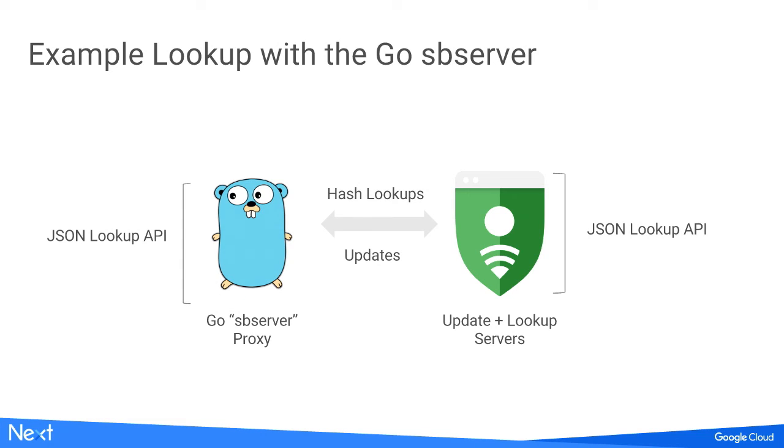So yes, an example using the sbserver that we looked at before. The sbserver acts as a proxy, effectively, for the API. It exposes a local version of the JSON Lookup API. We can send requests to that proxy, and it will get hash lookups back from Safe Browsing as needed. Otherwise, it will use its local database.